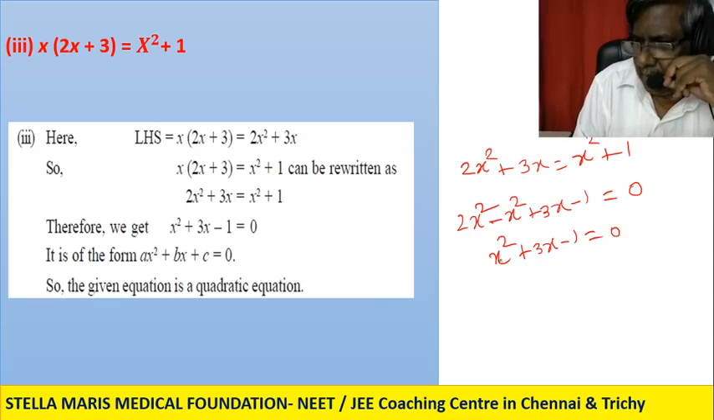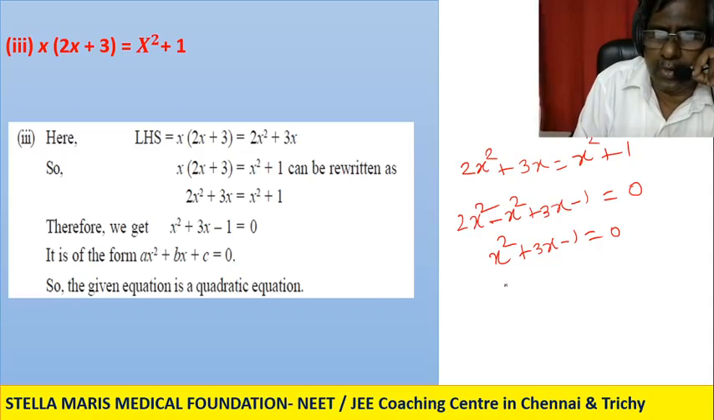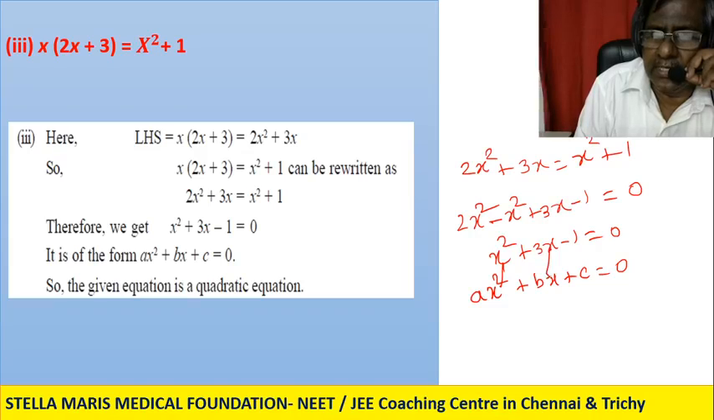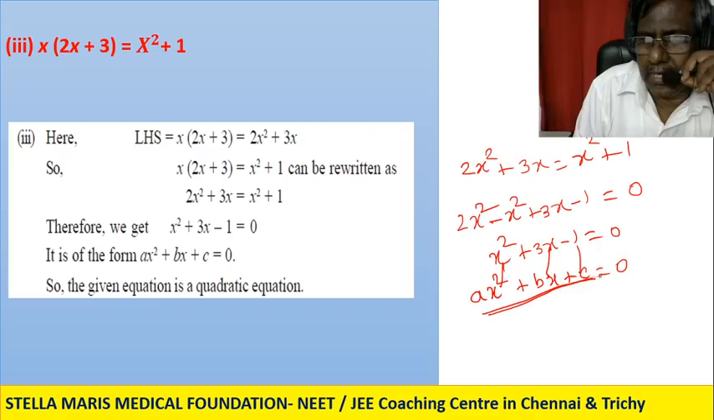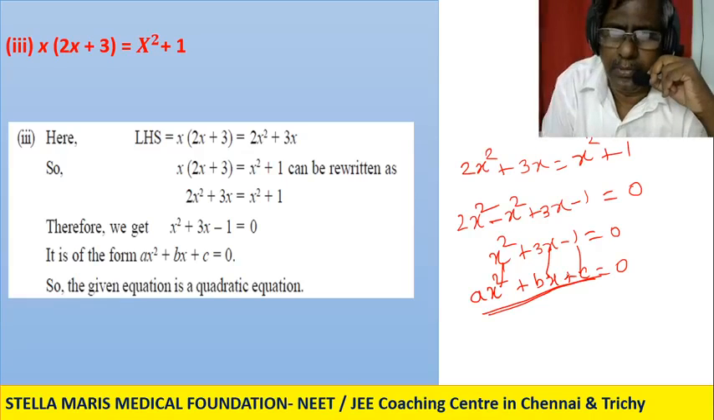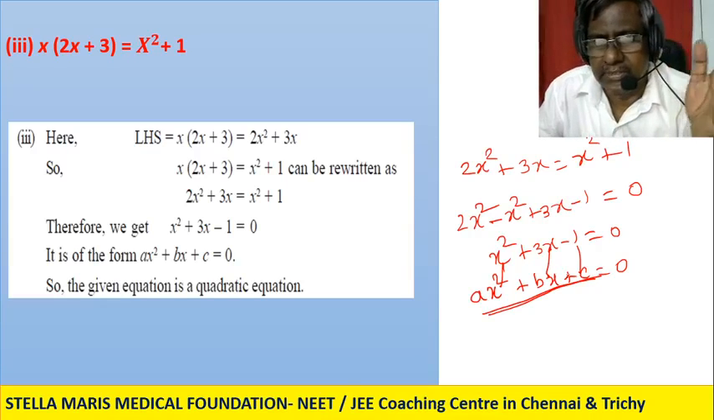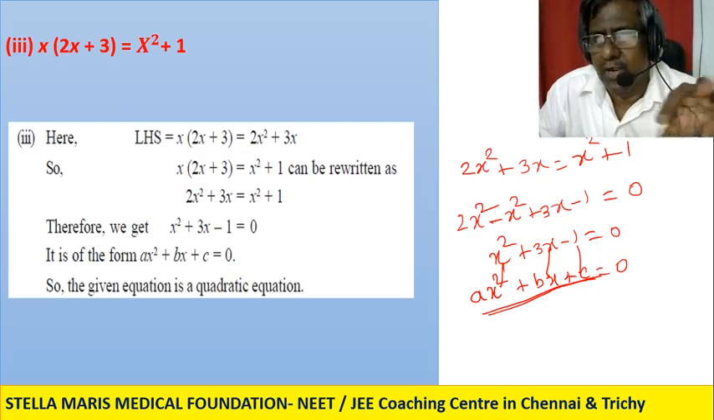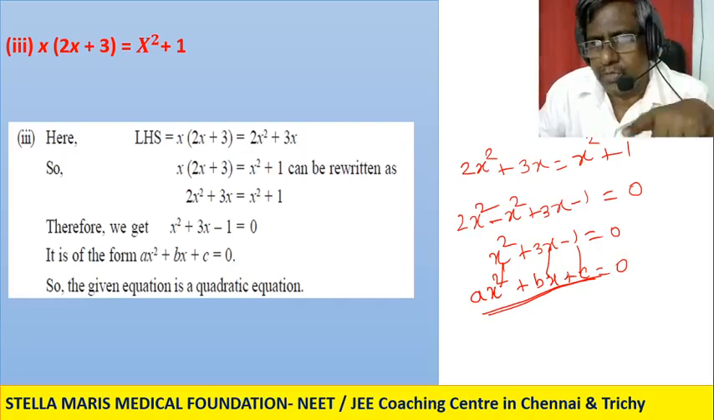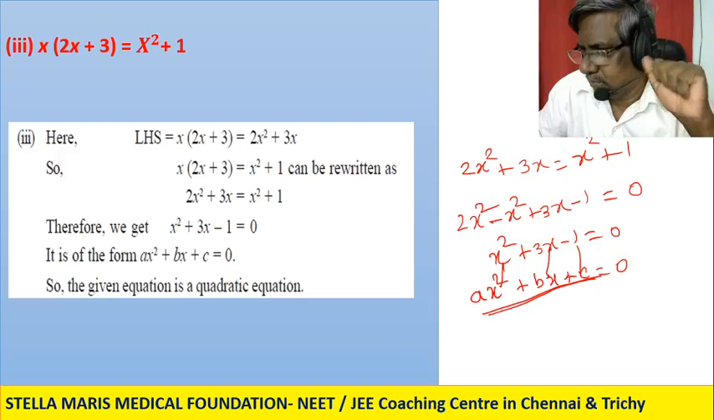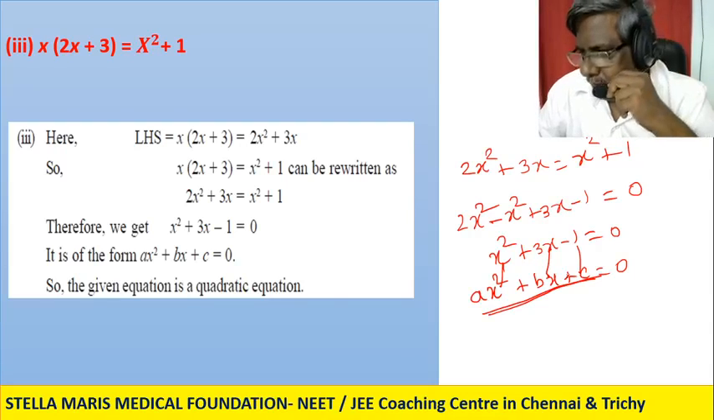So what is the form of a quadratic equation? It will be ax square plus bx plus c is equal to 0. See, the coefficient of x square is here, x is here, constant is here. So naturally this is a quadratic equation. Are you able to follow this? So first multiply and arrange everything, bring it all to one side, and find out whether it fits the form: coefficient of x square, then x, then constant, ax square plus bx plus c is equal to 0. Very good. Very nice of you.